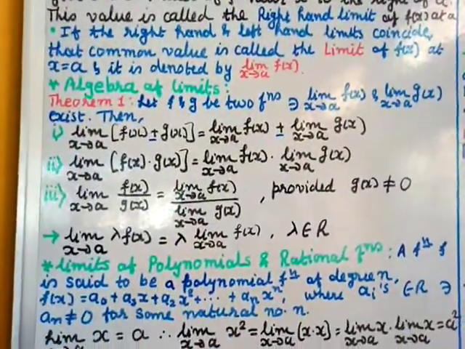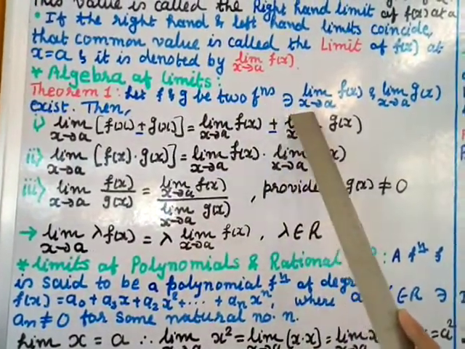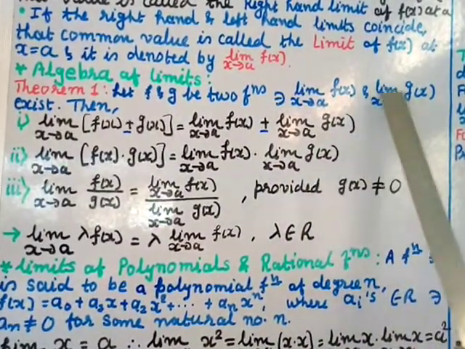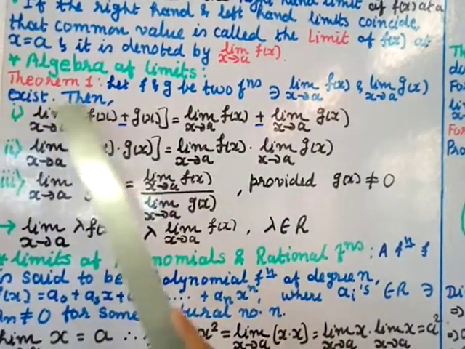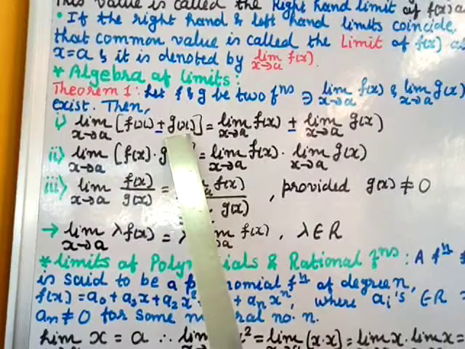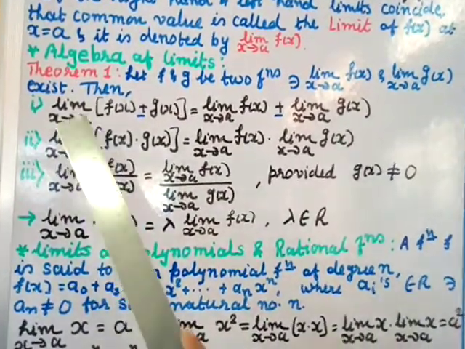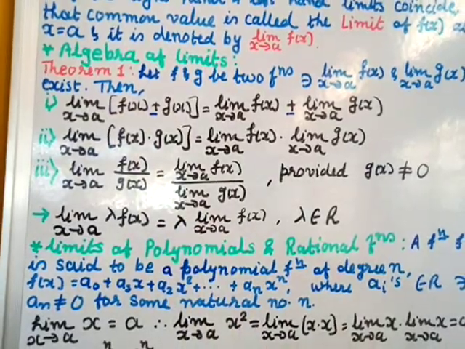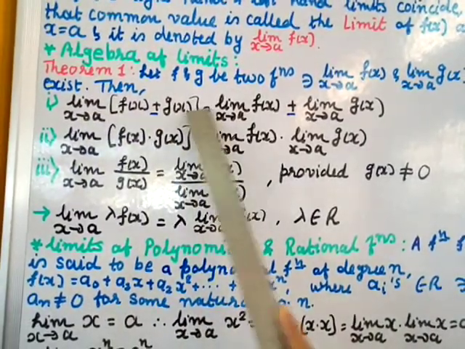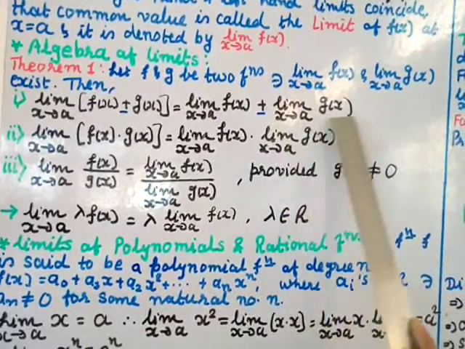Algebra of limits. Theorem 1. Let f and g be two functions such that limit x tends to a f(x) and limit x tends to a g(x) exist. Then, number 1, limit x tends to a of f(x) plus or minus g(x). If there is addition or subtraction of two or more functions, then you give limit to each function separately. So here you can give limit, equal to limit x tends to a f(x) plus or minus limit x tends to a g(x).